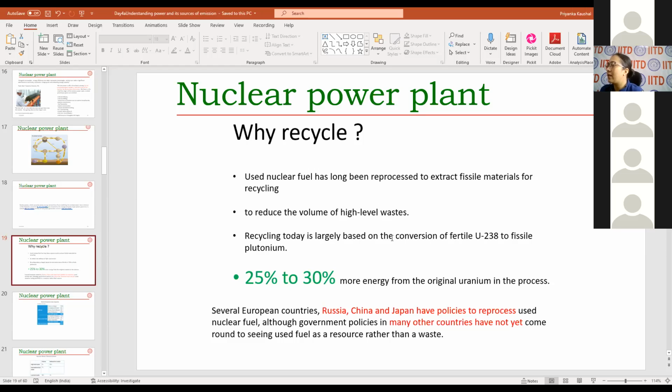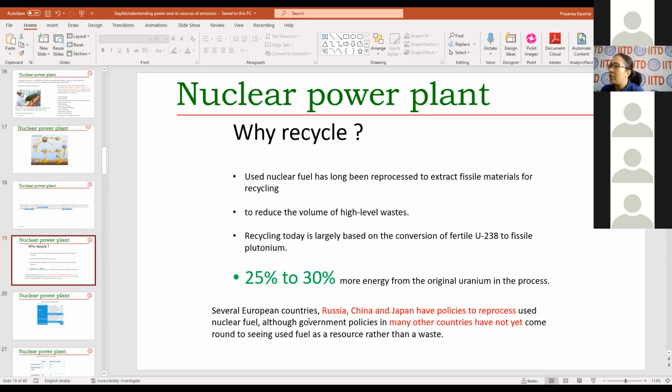So when you recycle it, make it fuel ready again, this is the conversion that they are doing. So it's a facility where you are doing something. There is again a nuclear reaction which is happening to reuse the nuclear waste, right? And you could say 25 to 30% more energy from the original uranium is used in the process. When you convert it, you use it.